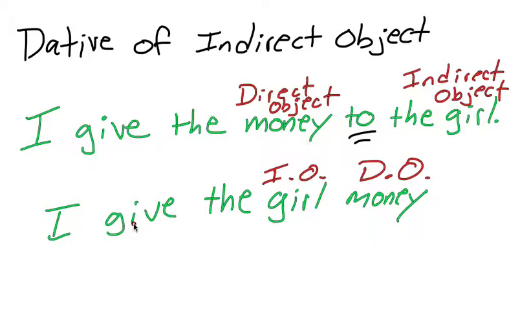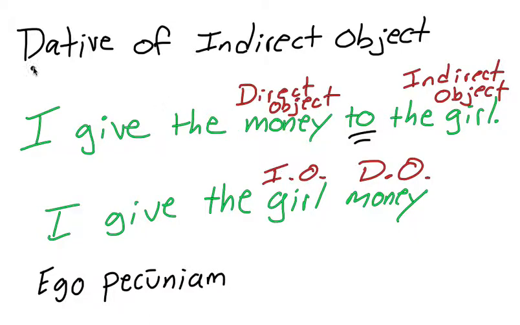Okay, let's write this sentence in Latin now. So I can use my pronoun ego if I want to. I don't have to though. So ego, and then money, because it's the direct object, has to of course be in the accusative case. So pecuniam. Girl is the indirect object, and of course by the title of our talk we know that the indirect object has to be dative.